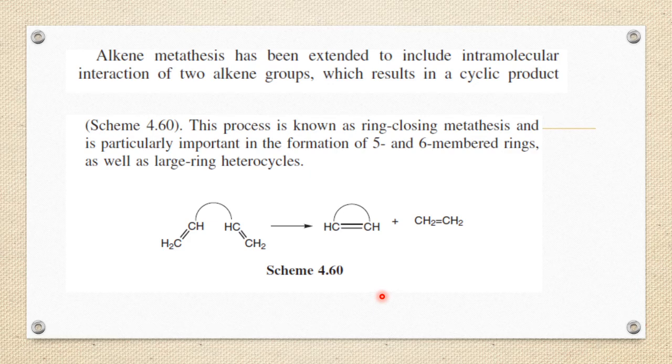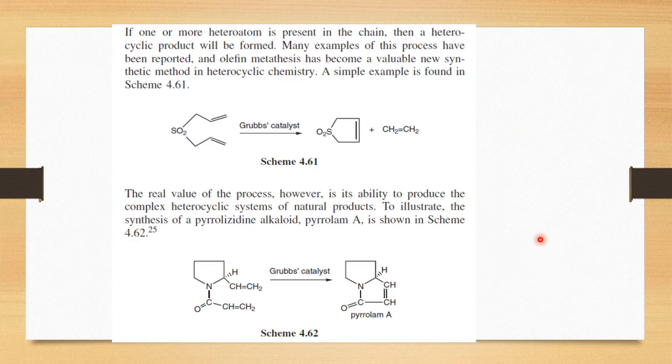Alkene metathesis has been extended to include intramolecular interaction of two alkene groups, which results in a cyclic product. So you can actually think about big molecules, not just 5 or 6 membered rings. Even larger ring heterocycles can be envisaged through this reaction if these two are actually connected to each other otherwise. So I'll give you certain examples here.